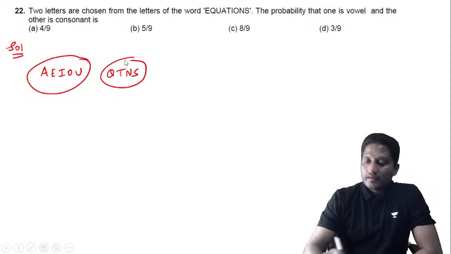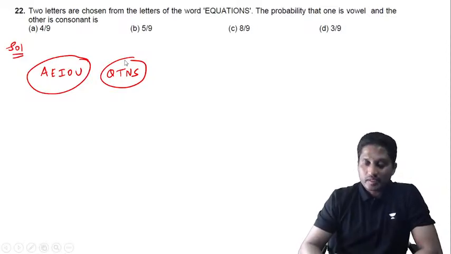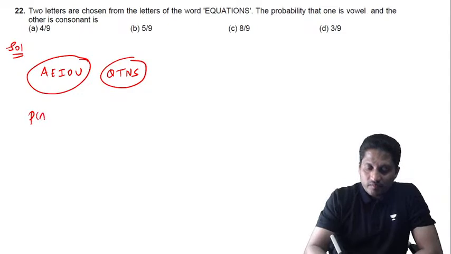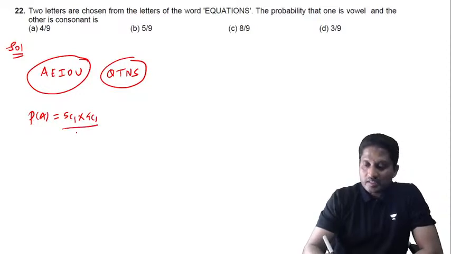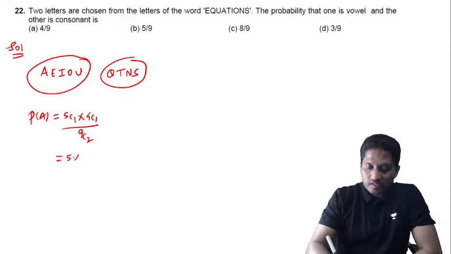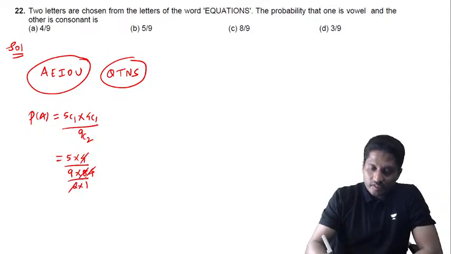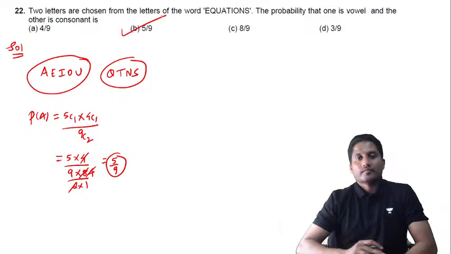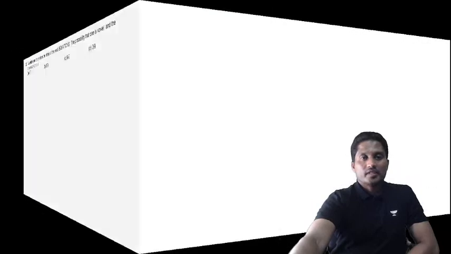The probability that one should be a vowel and the other a consonant. So P of A is equal to 5C1, since 1 is a vowel, and 4C1, since 1 is a consonant. Total 9 letters are there, 5 plus 4, so total is 9C2. 5C1 is 5, 4C1 is 4. 9C2 is 9 into 8 upon 2 into 1. It will cancel 4 times and cancel 4 as well. Answer will be equal to 5 by 9. Answer is option B. Okay, let's move to the next question.